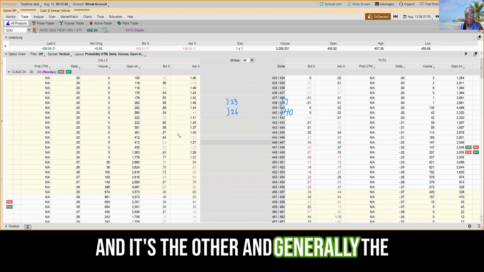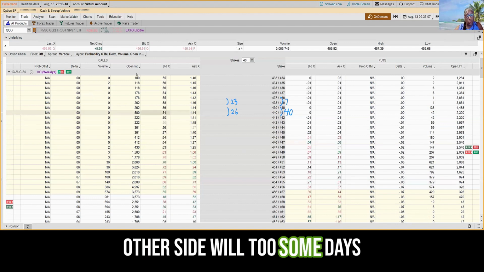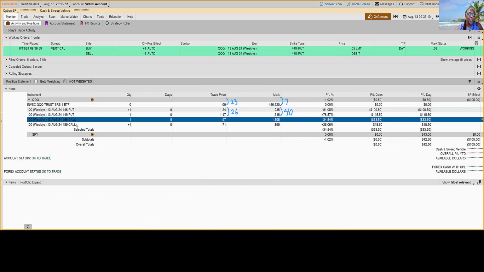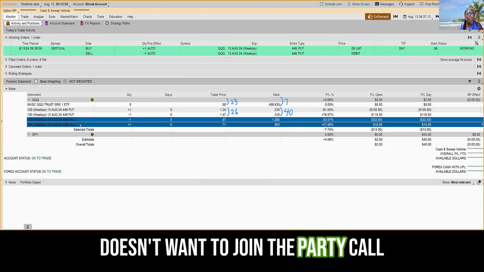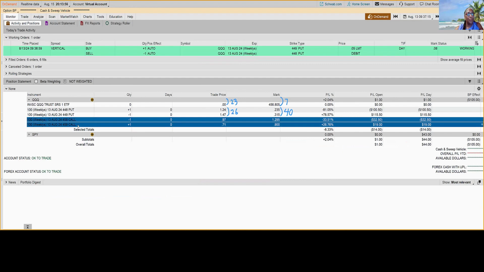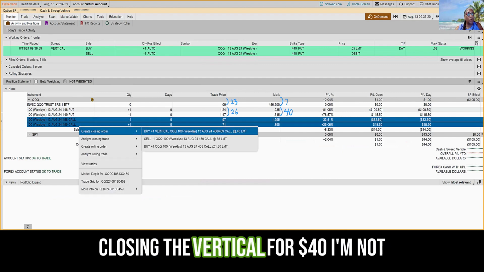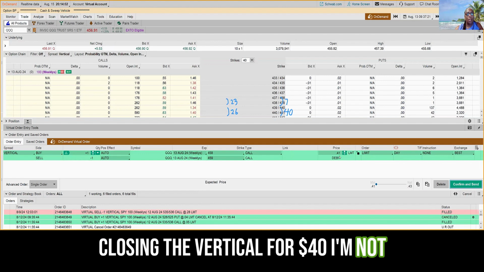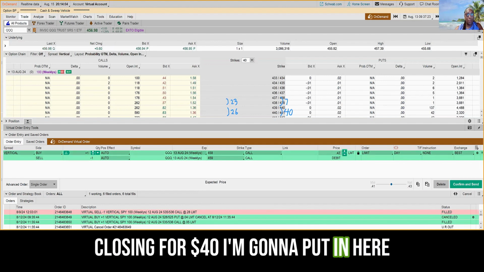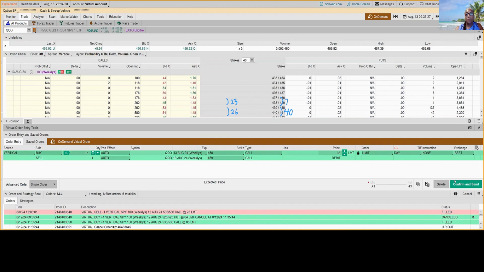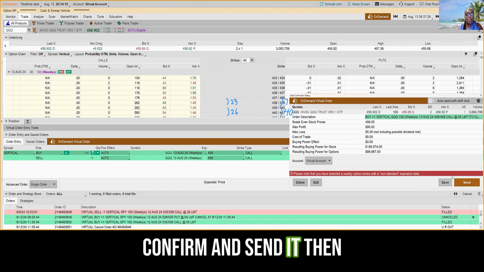Notice one side is going to go to nothing. It's the other, and generally the other side will too. Some days, though, the other side decides it's not ready. It doesn't want to join the party. Call credit spread side. I go here, create closing order. We're closing the vertical for $40. I'm not closing for $40. I'm going to put in here that I want to close it for $5. Confirm and send.